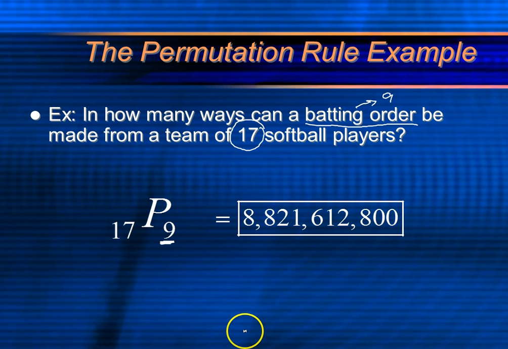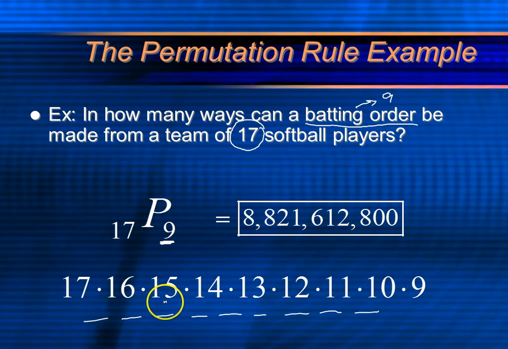Now, doing this just with placements, there's 9 positions, so I could put out 9 blanks. How many people could go in the first one? 17. How many people could go in the next one? 16. The next one? 15. The next one? 14. 13, 12, 11, 10, 9. And then guess what? If you multiplied out those 9 positions, you would get the same answer.